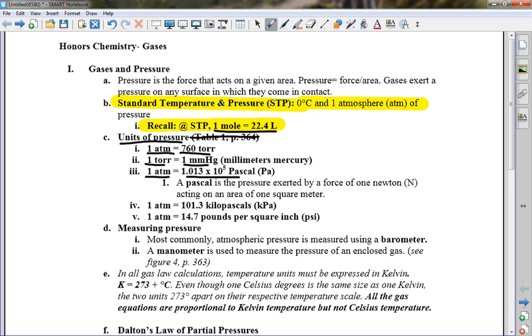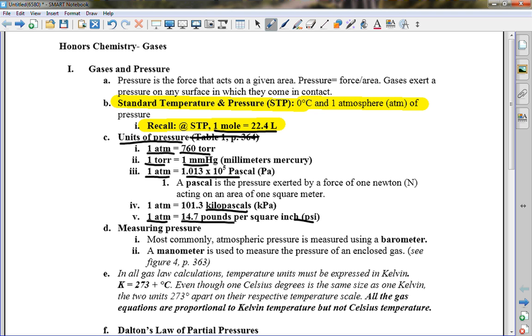It can also convert into kilopascals, and sometimes you'll be asked to convert an atmosphere into pounds per square inch: 14.7 pounds per square inch, or psi, for every 1 atmosphere. This is the pressure that's in your tires for those of you that are drivers. That's most often what you see.